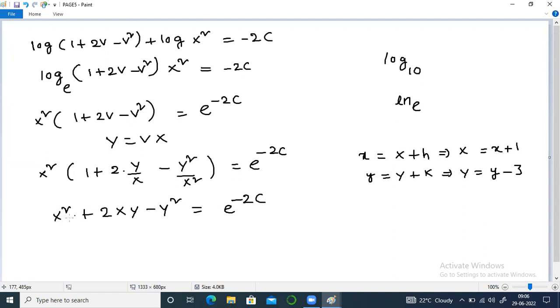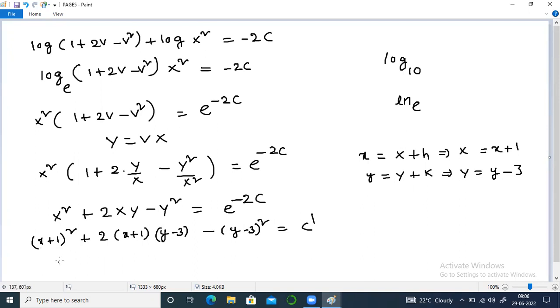Capital X square means x plus 1 whole square, plus 2 into capital X, x plus 1, capital Y, y minus 3, minus capital Y square, y minus 3 whole square is equal to e power minus 2c. You can write it like c dash. It is also an arbitrary constant. Hope you can finally solve this. It is not a big thing.